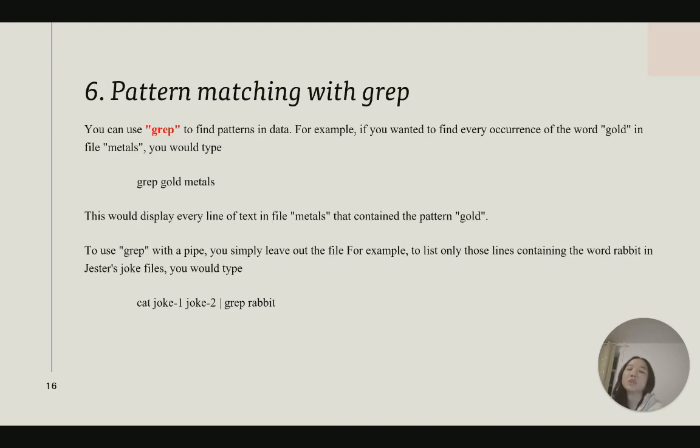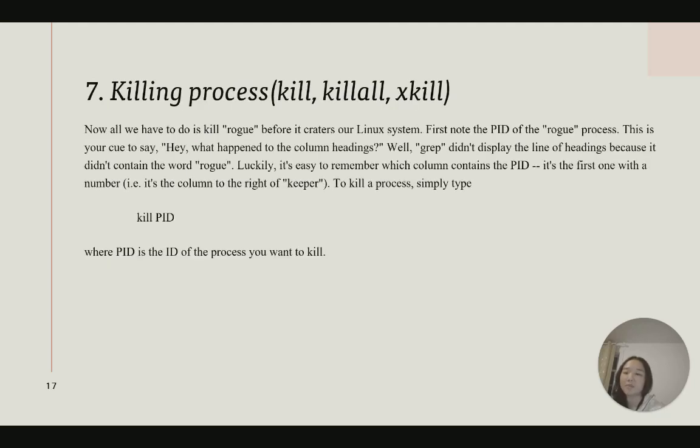Six, pattern matching with grep. You can use grep to find patterns in data. For example, if you wanted to find every occurrence of the word gold in a file called metal, you would type grep gold metal. This would display every line of text in the file metal that contains the pattern gold. To use grep with a pipe, you simply leave out the file. For example, to list only those lines containing the word graphic in the tester job file, you would type cat job1 job2 | grep graphic.